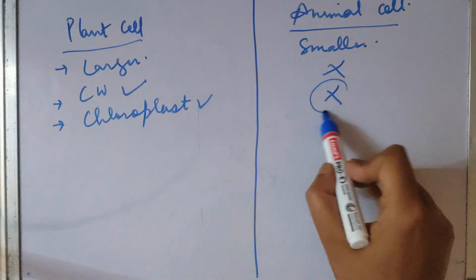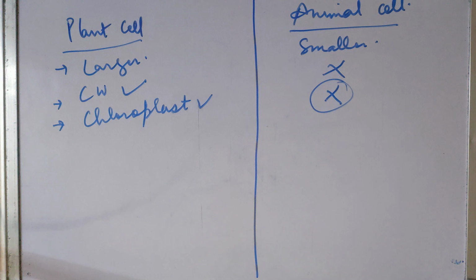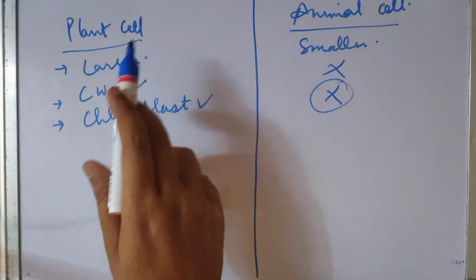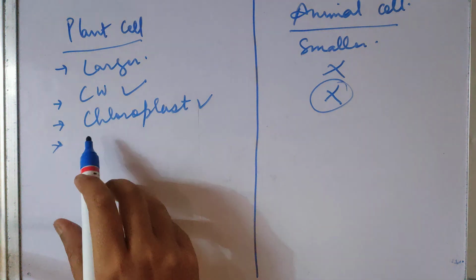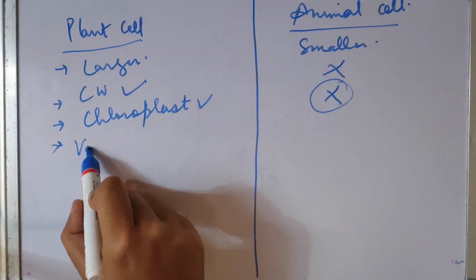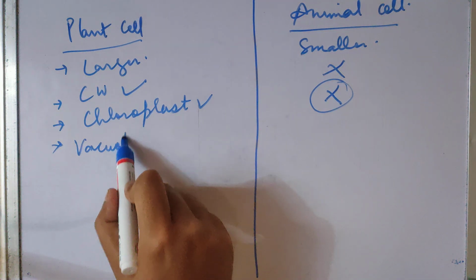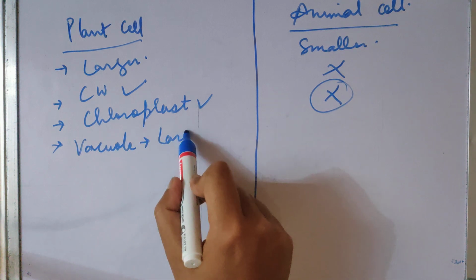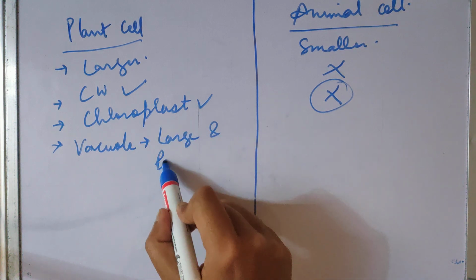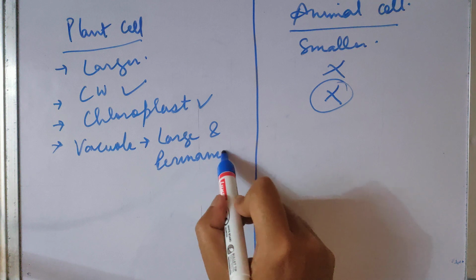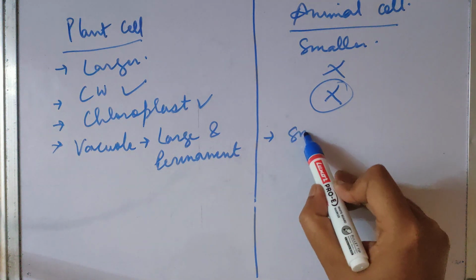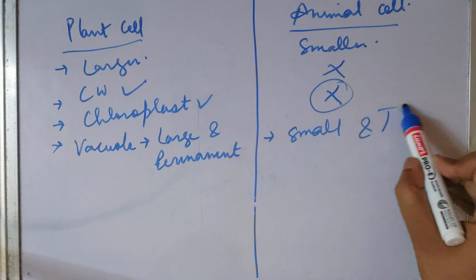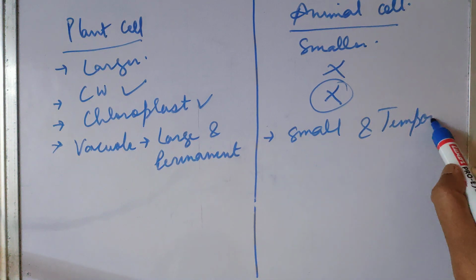Have you ever seen humans doing photosynthesis? No, हम लोग photosynthesis नहीं करते, हमारे पास chloroplast नहीं है, whereas plants do because they have chloroplast. Here the vacuole is large and permanent. But when you see animal cell, there is a small and temporary vacuole. It is not permanent.